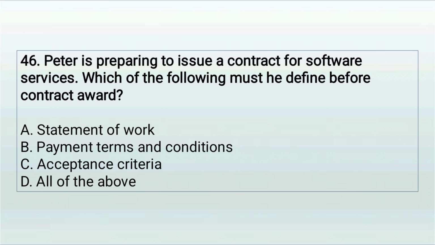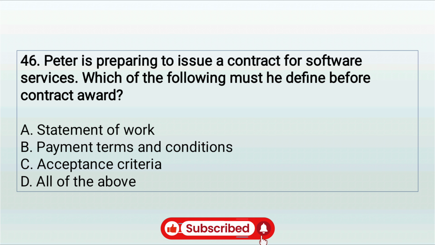46. Peter is preparing to issue a contract for software services. Which of the following must he define before contract award? A. Statement of work. B. Payment terms and conditions. C. Acceptance criteria. D. All of the above.